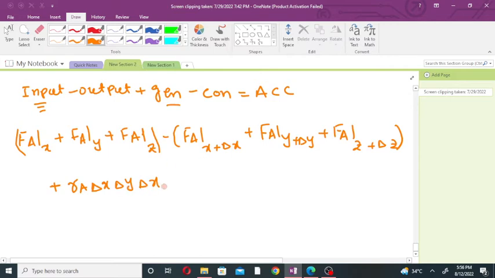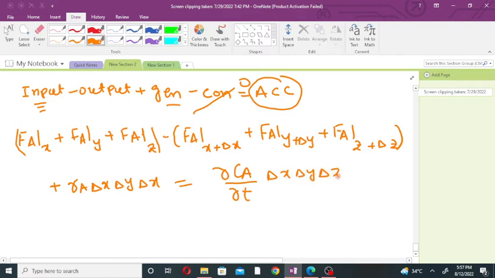Suppose the consumption is 0, A is not consumed, but A is accumulating, A is changing inside the system. So I am writing the change in the concentration of component A with the passage of time in the Cartesian coordinate system, in the volume delta x, delta y, and delta z, this volume.